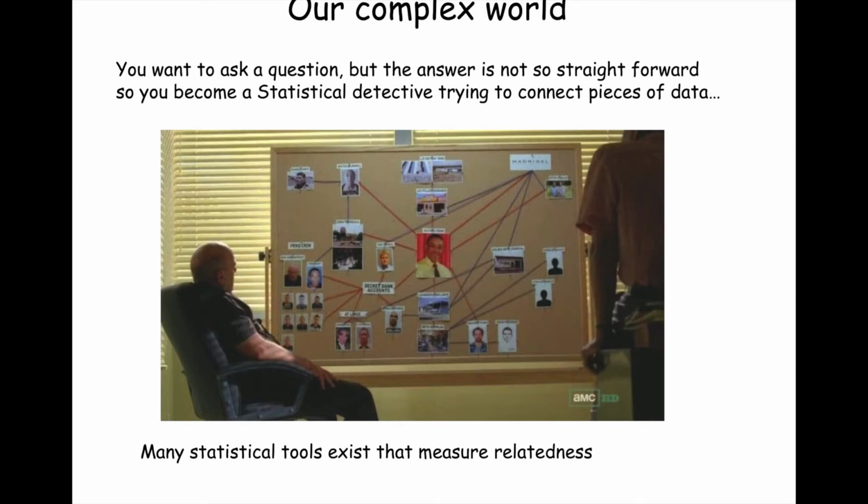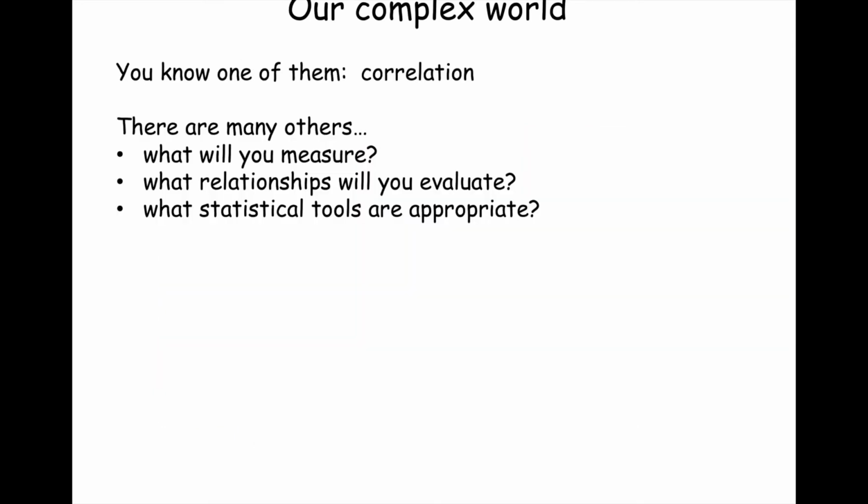Okay. So there are many statistical tools you can use to sort of become a statistical detective. There are many tools that you can use to measure relatedness. And so one of them you already know. We talked about covariance, but more importantly, we talked about correlation, right? Correlation is the covariance over the product of the standard deviations. That's one such tool, but there are many other measures.